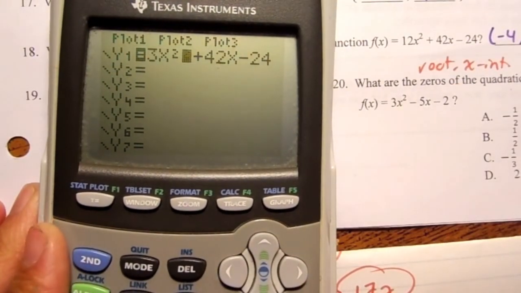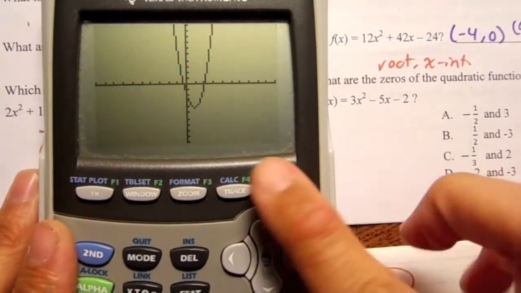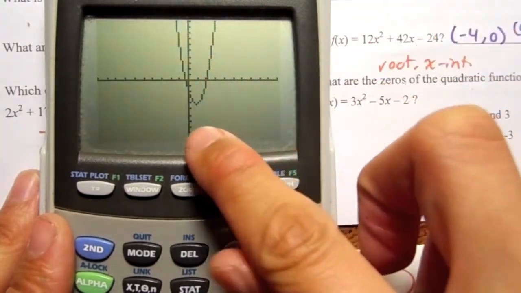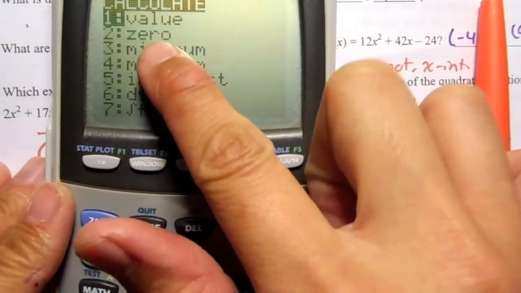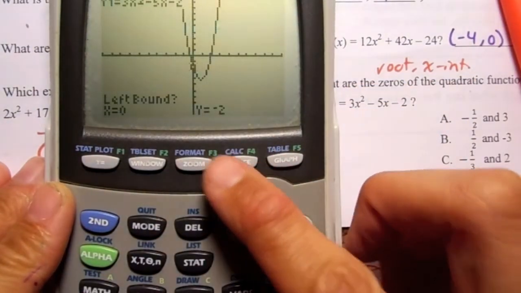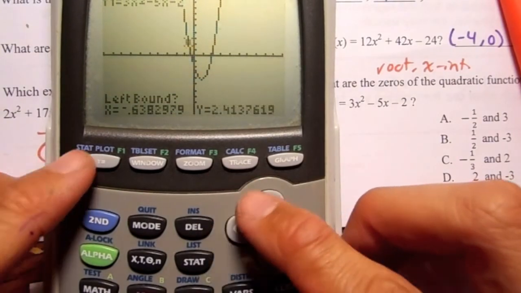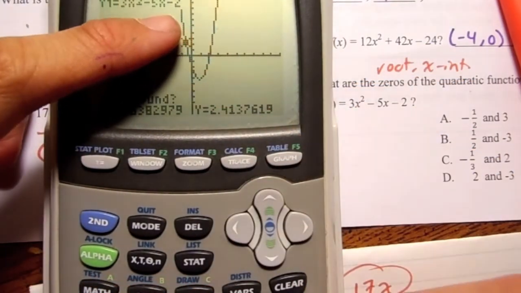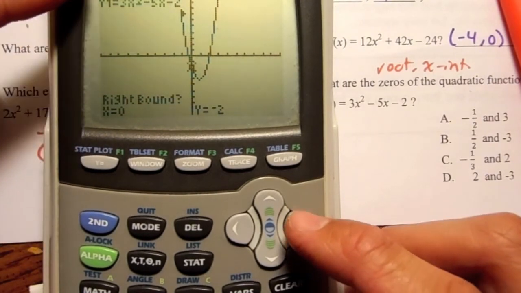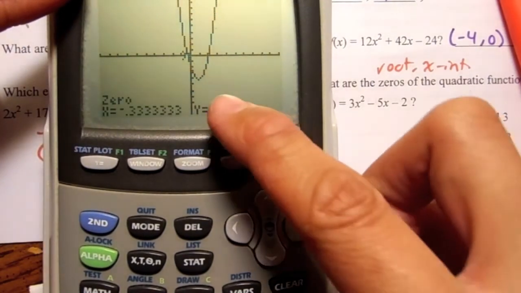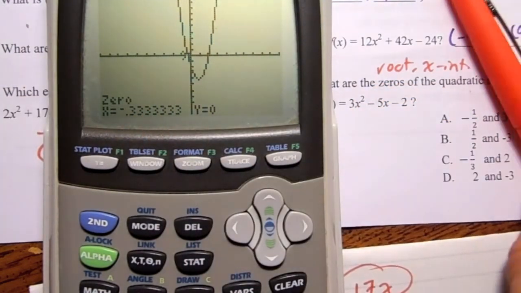Plug in 3x squared minus 5x minus 2. Well, yeah, I can see it crosses in two different places, somewhere in the negative and somewhere in the positive. Go to second trace, and we want to find our zero. So, option 2. Let's find this first one over here on the left side, where it crosses the x-axis. Left bound somewhere to the left is up here. Press enter. Somewhere to the right is down here. Press enter twice. It's about negative 0.33333 repeating, which is the same thing as negative 1/3.